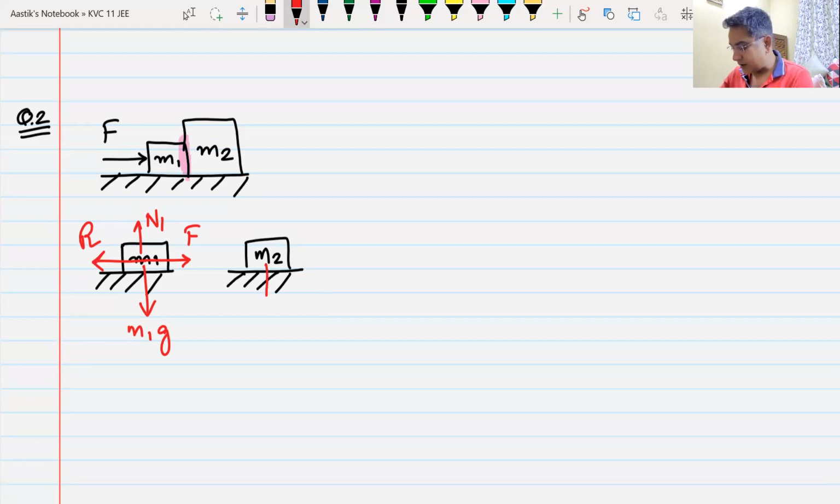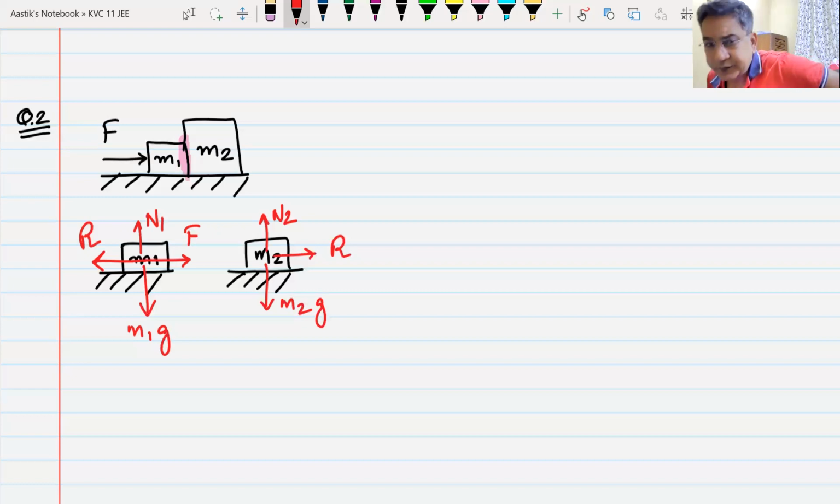Let me draw the free body diagram of M2. So M2G is here, N2 is here. Is there any other force here? Remember, M2 has applied a force on M1. So M1 will also apply the same force, but in the opposite direction. So this is the free body diagram of M1 and M2. Do we all understand this diagram?